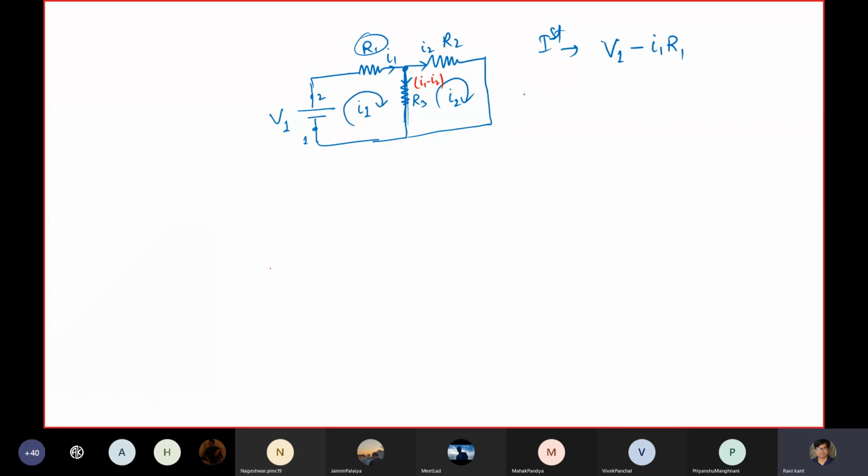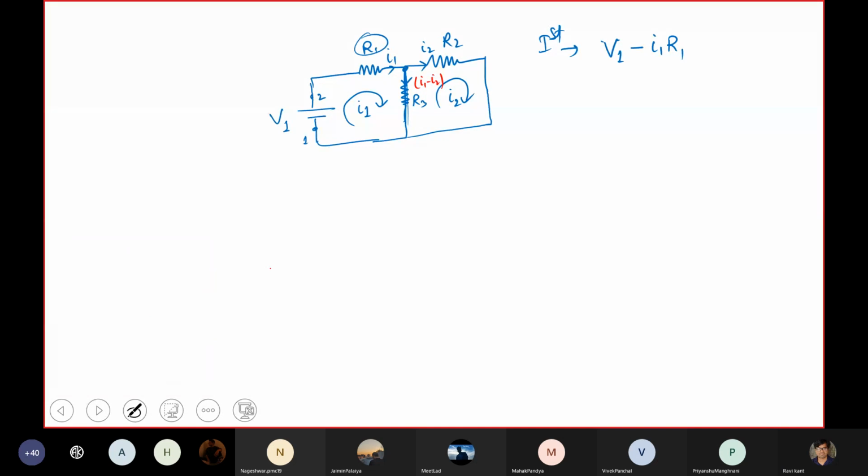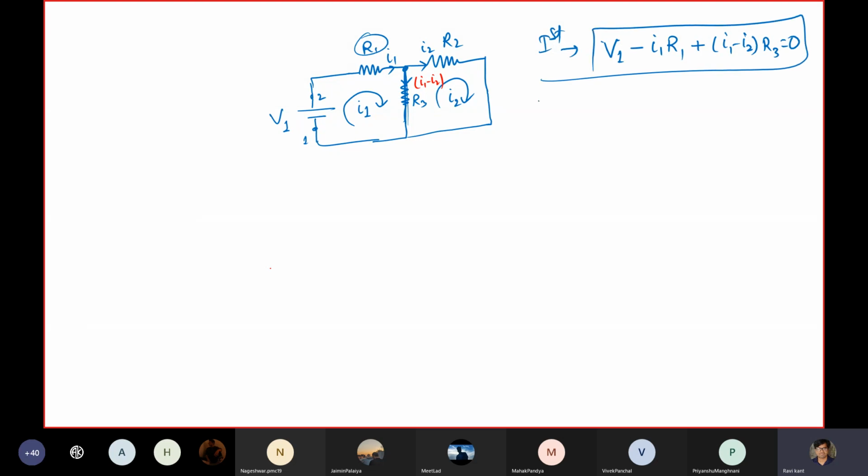So for the second circuit, if I write, this would be plus I1 minus I2 times R3 is equal to 0. So this is your first circuit equation.